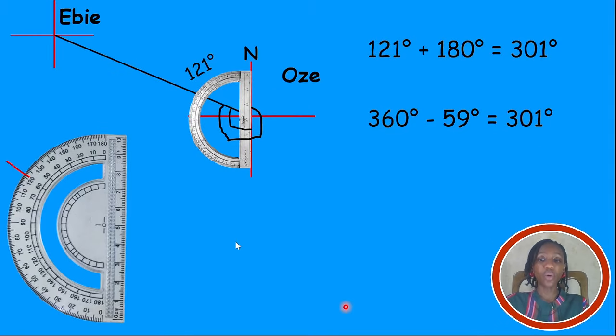And now the answer we got is approximately the same as option C, 302 degrees. So now I'm sure we'll understand the concept of bearing. Let's move on to the next question.